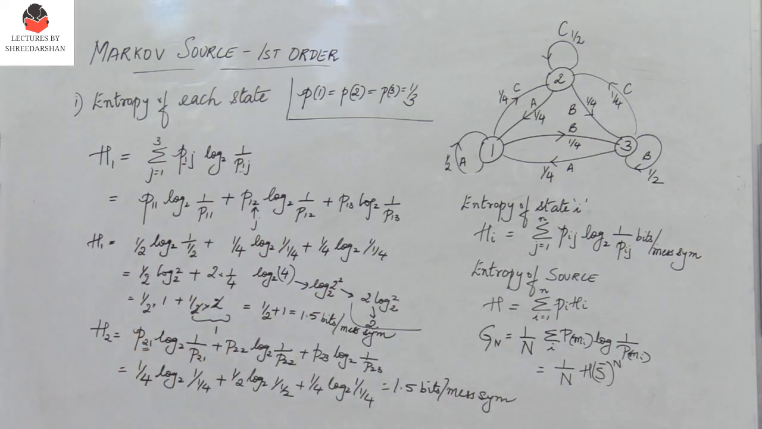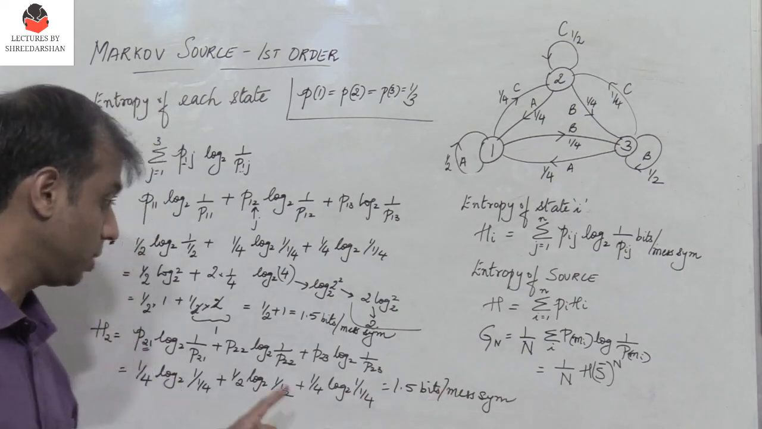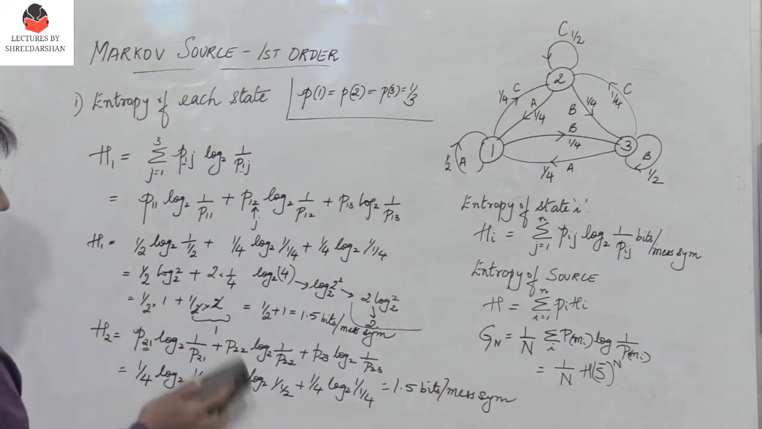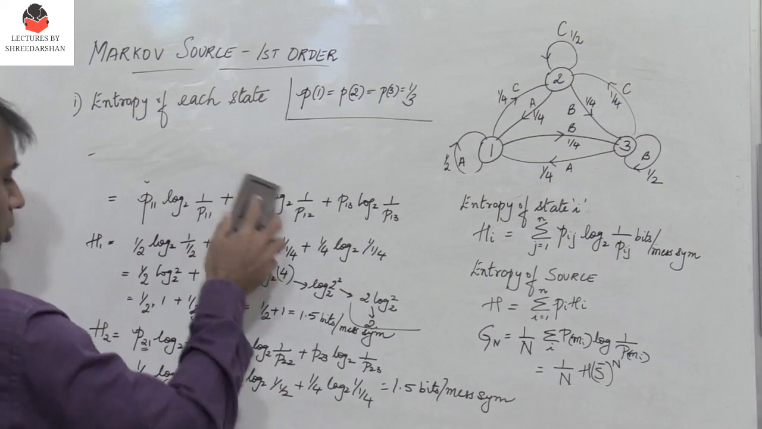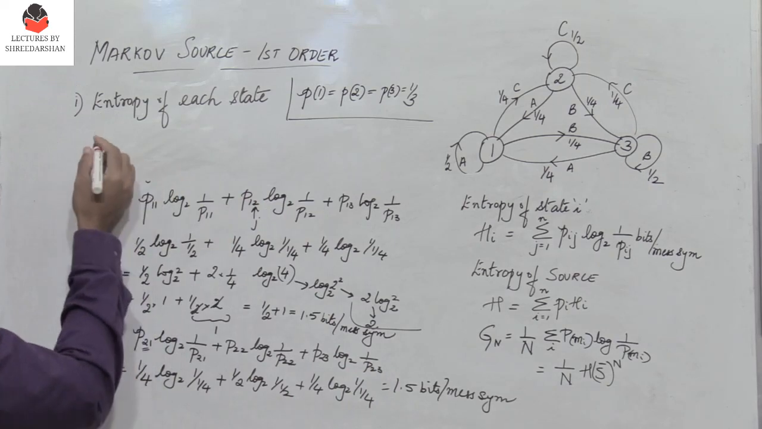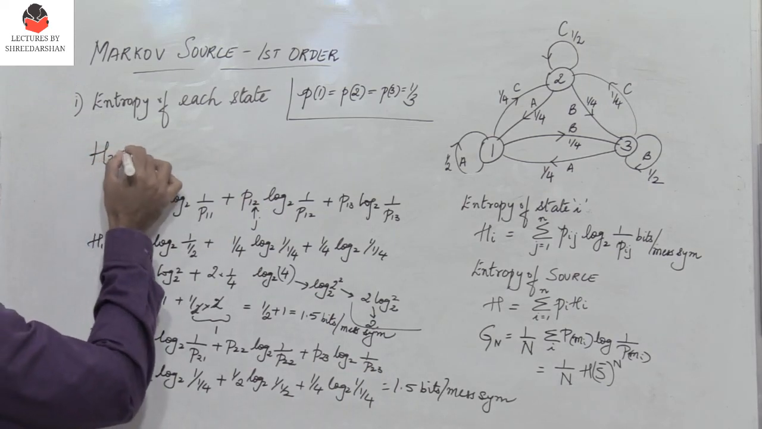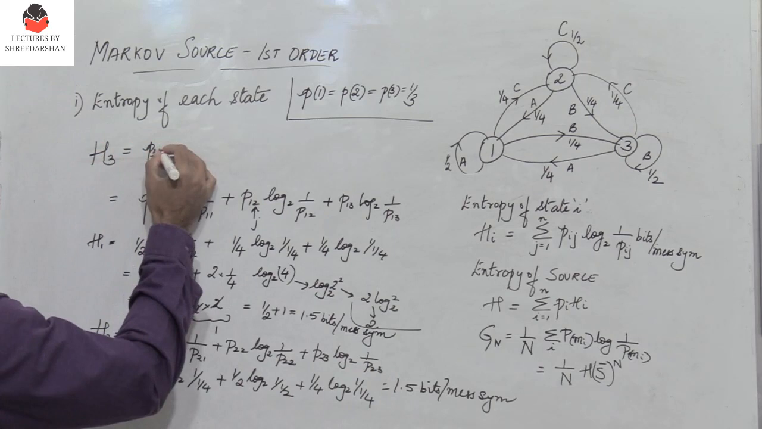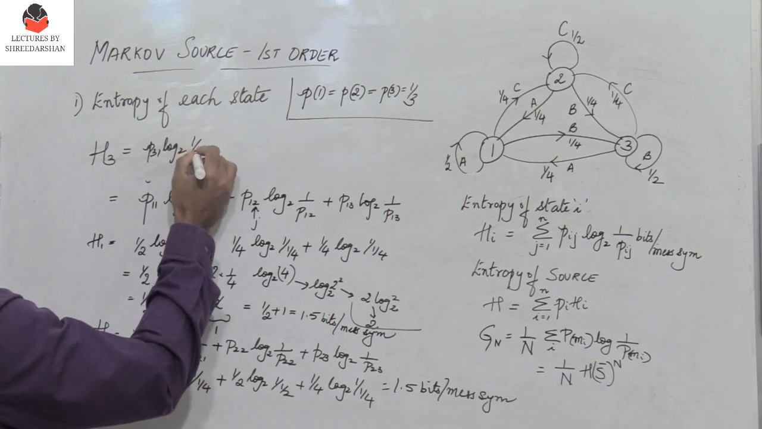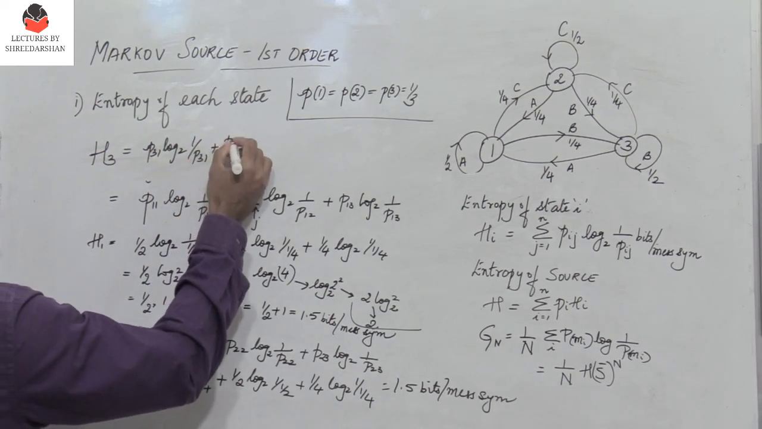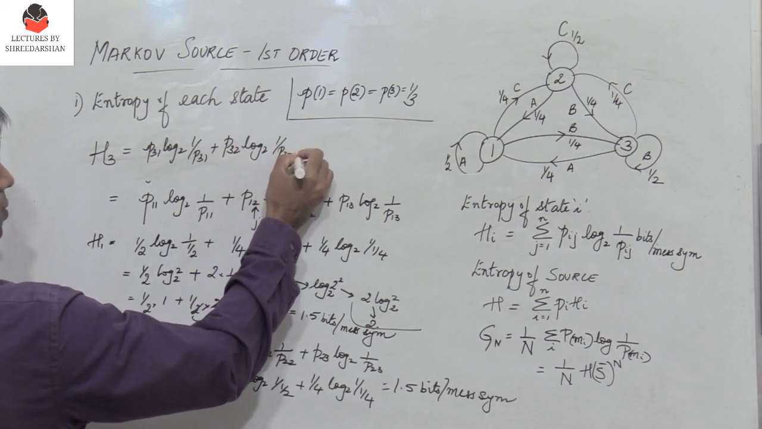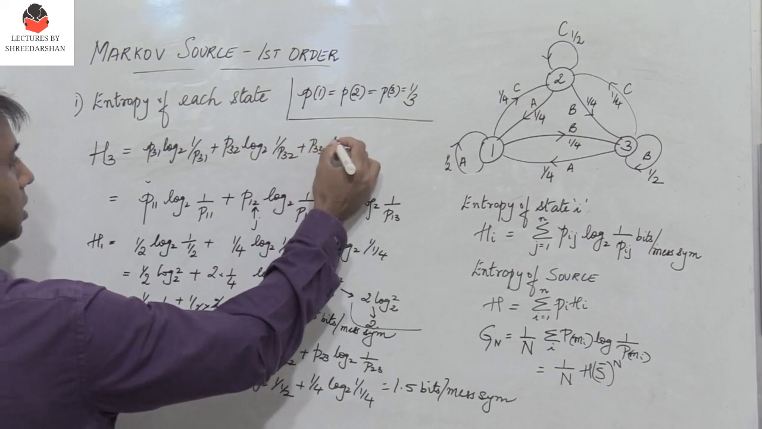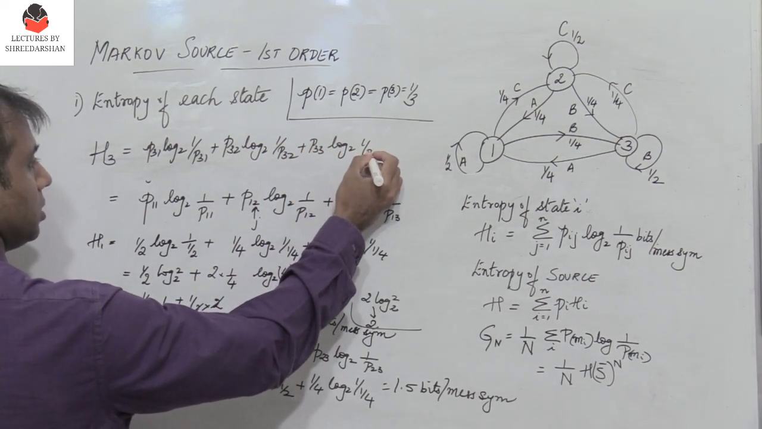Now can you guess what can be H3? Now H3 will also be 1.5 bits per message symbol because, so let me write H3 here. So H3 will also be the same, isn't it? Because I have the same values. H3 is P31 log to base 2 1 by P31 plus P32 log to base 2 1 by P32 plus P33 log to base 2 1 by P33.